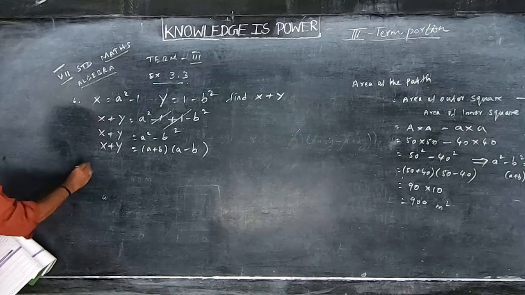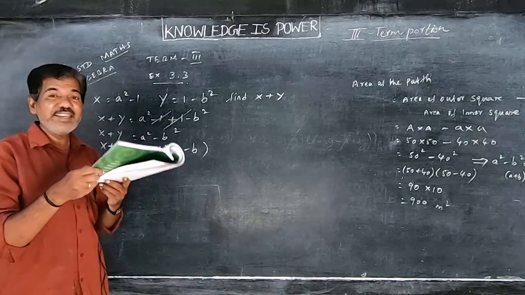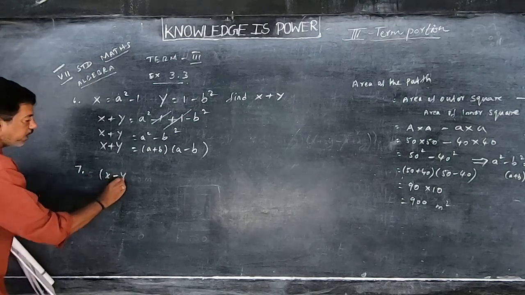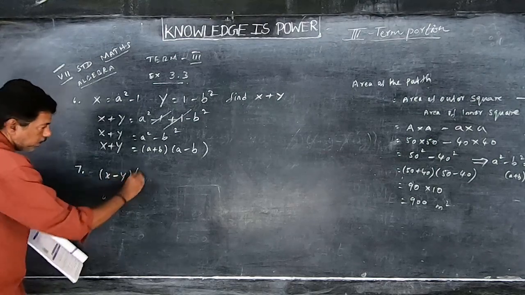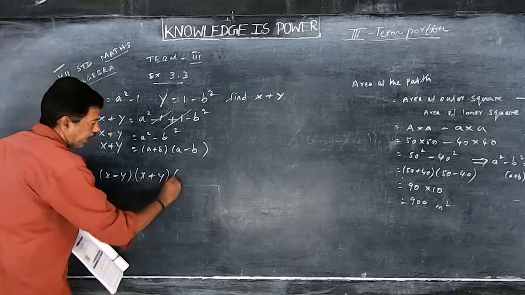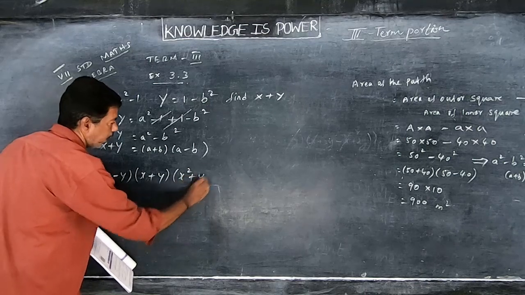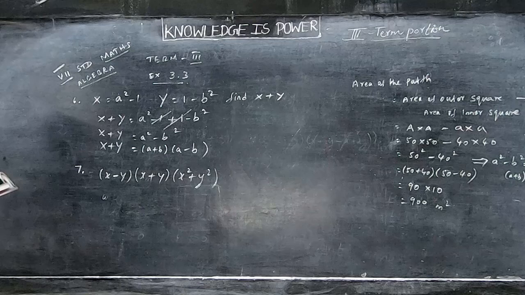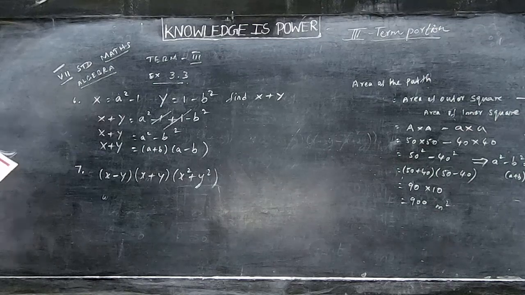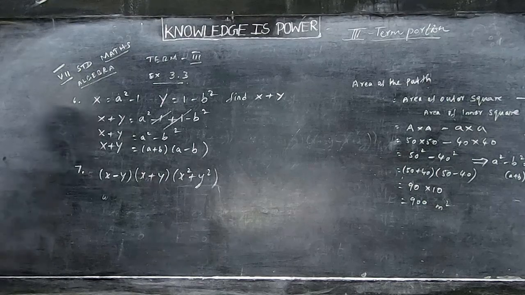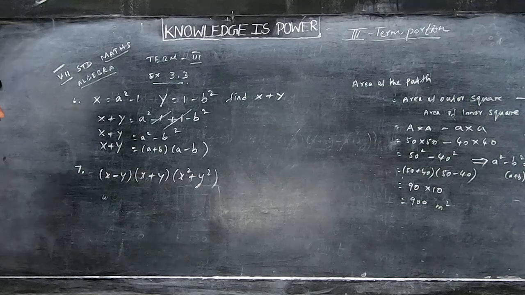Question number 7. Find the value of x minus y, x plus y and x square plus y square. So how can we split this? How will you produce this? x minus y and x plus y, you have to split with x square plus y square.